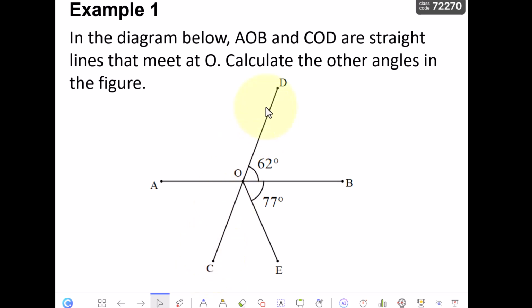This is the only straight line we have. So how do we solve this one now? And what did they say we should do now? Okay, they say calculate the other angles. Okay, we have about 3 other angles. This is 1, 2, 3.